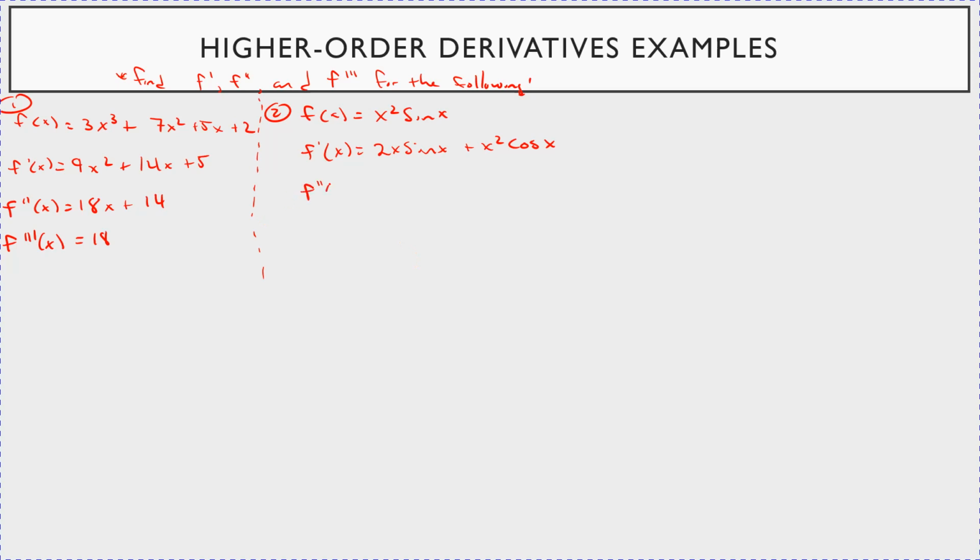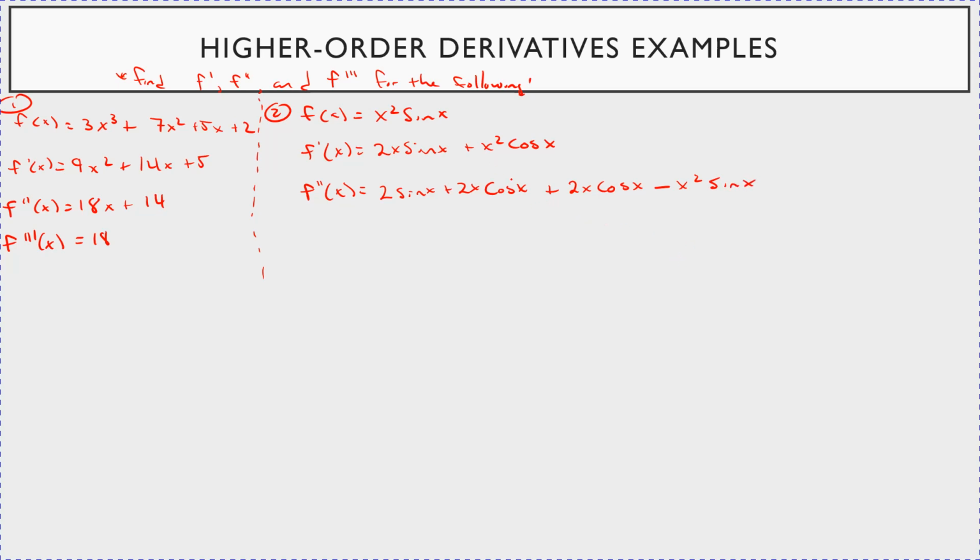Now for the second derivative, you need to do the product rule twice. Okay, so the product rule of just this first part here: the derivative of 2x is 2 times sine of x, and then plus 2x, and then derivative of sine is cosine of x. Now, I've got to do the product rule of this. So plus derivative of x squared is 2x times cosine of x. Now x squared, and the derivative of cosine, that's where that minus comes from, is minus sine of x.